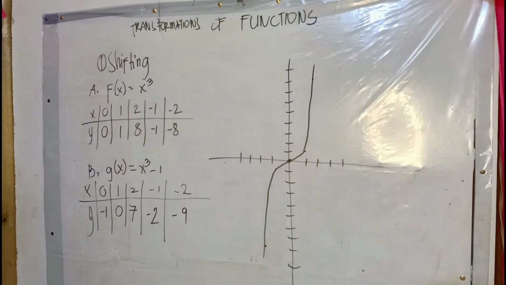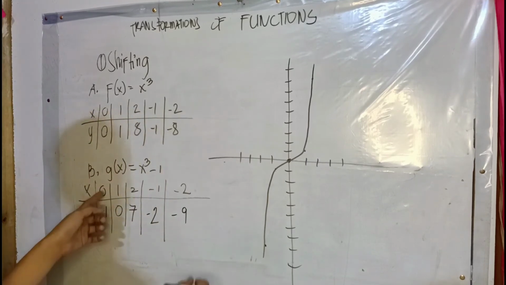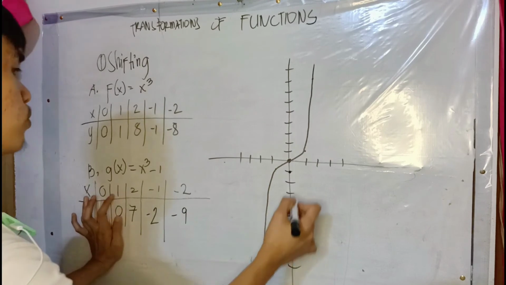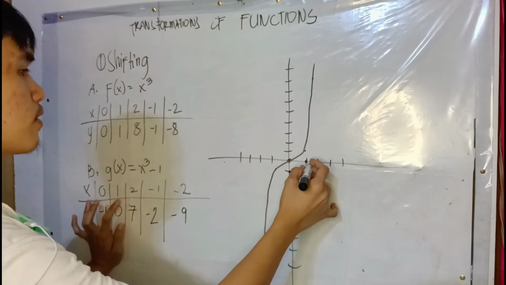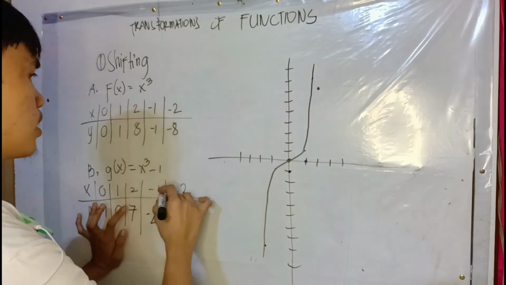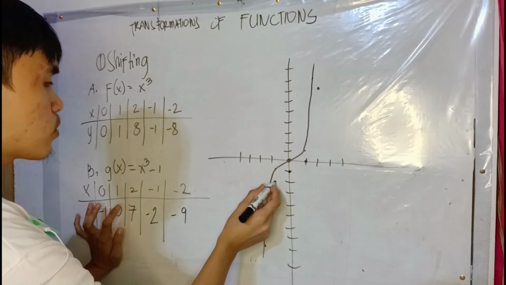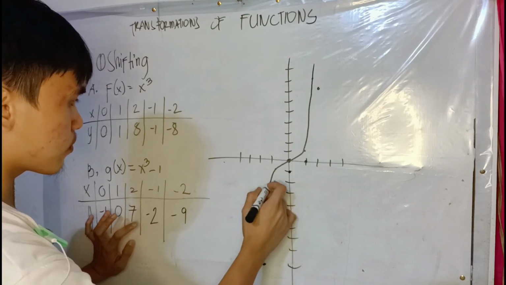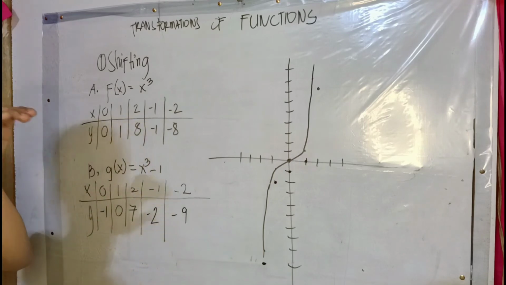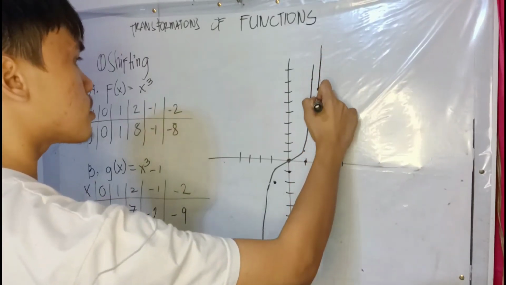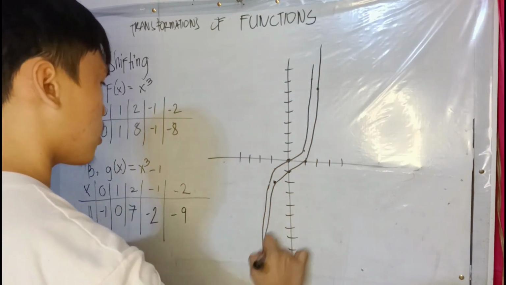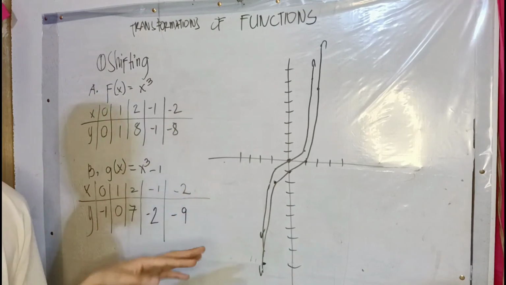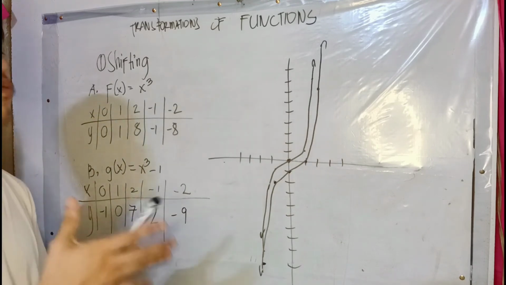Okay, so let's plot this function. 0 and negative 1: our x is 0, y is negative 1. 1 and 0. 2 and 7. Negative 1 and negative 2. Negative 2 and negative 9. So our graph will look like this. Okay, so this is the shifting, or transformation of function.